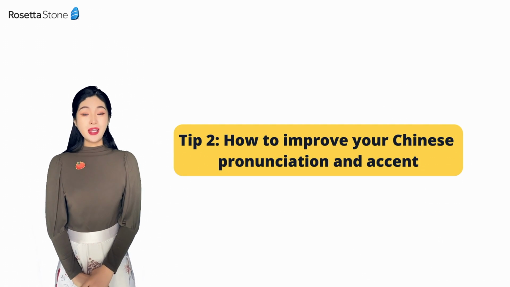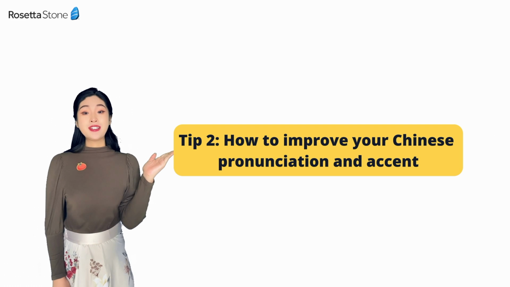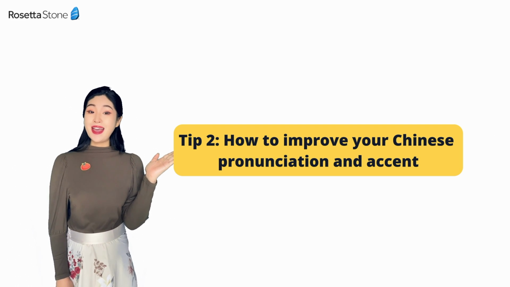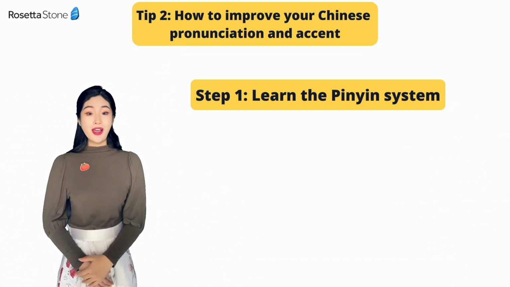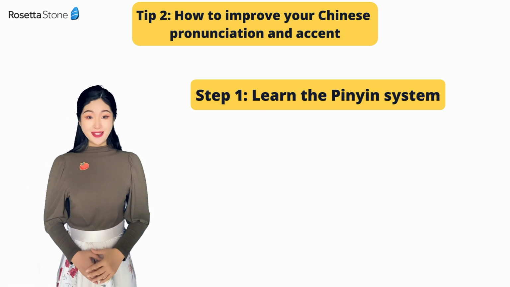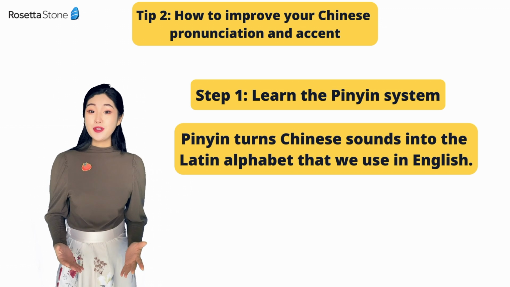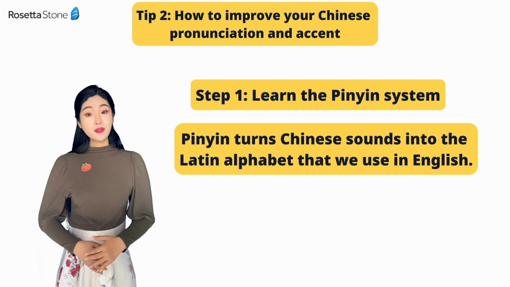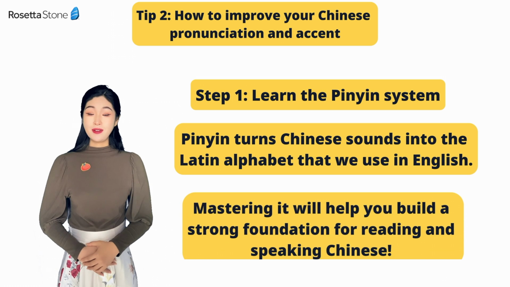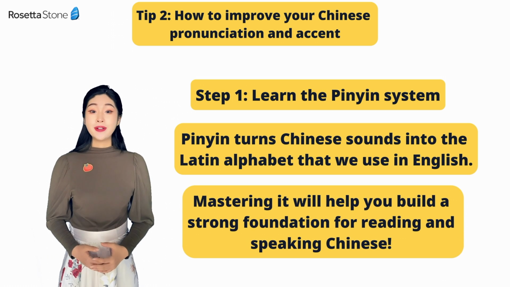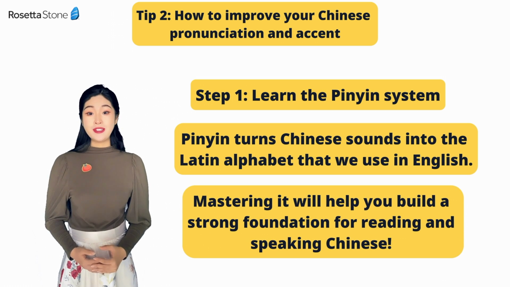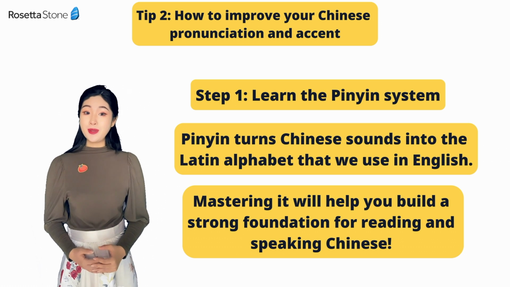Tip 2. How to improve your Chinese pronunciation and accent. Step 1. Learn the pinyin system. Pinyin turns Chinese sounds into the Latin alphabet that we use in English. Mastering it will help you build a strong foundation for reading and speaking Chinese.